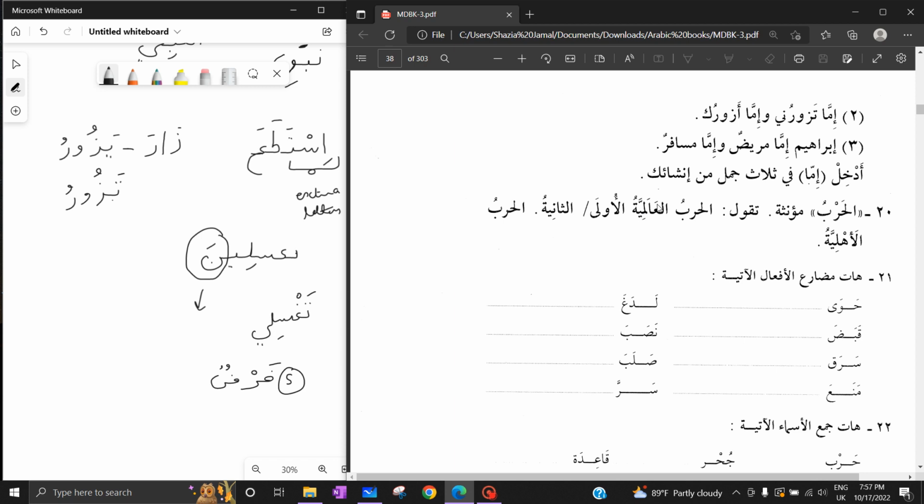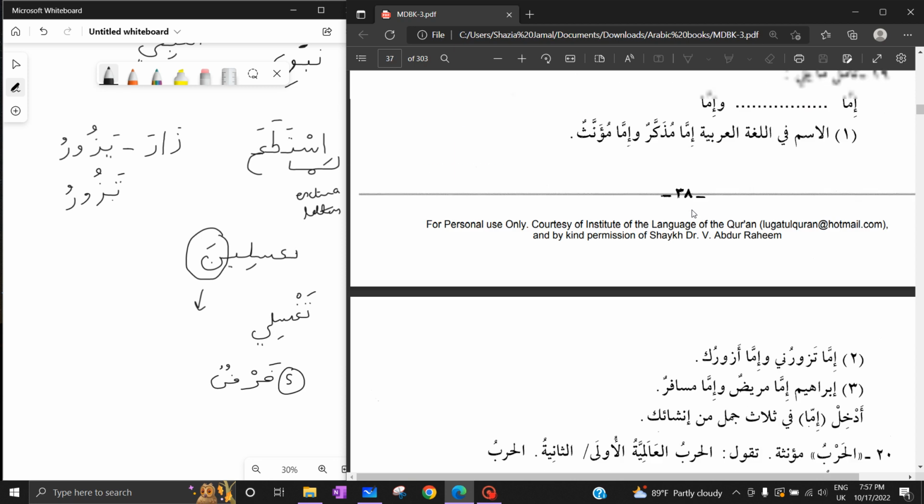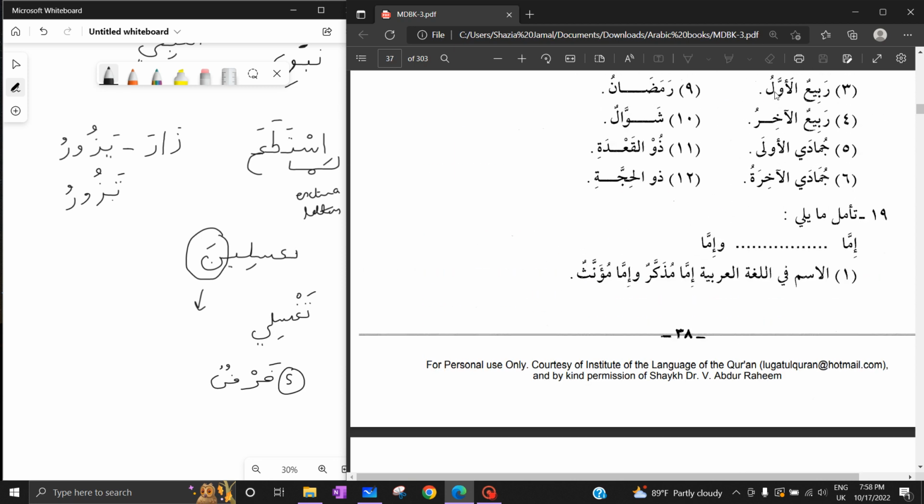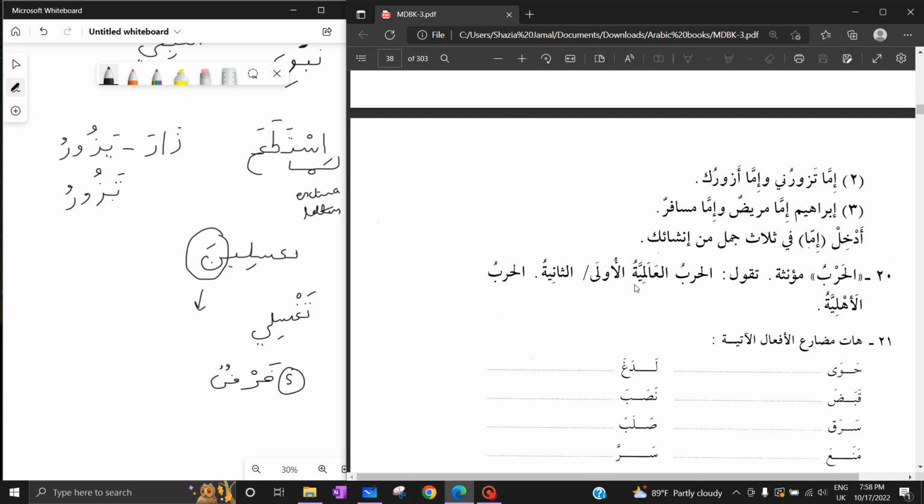This ya with shadda shows that this is a nisba. Nisba works like a sifa, but it has an extra ya with a shadda. And ula, as I said before, is used for feminine and awwal is used for male. So when this is feminine, the nisba is also feminine and the cardinal numbers are also feminine. Al-harbul alamiyatu al-ula, World War One. Al-thaniyatu. Al-harbu al-ahliyatu means civil war. If this is feminine, any describing word that follows will be feminine. This also is a nisba with a ya with a shadda.